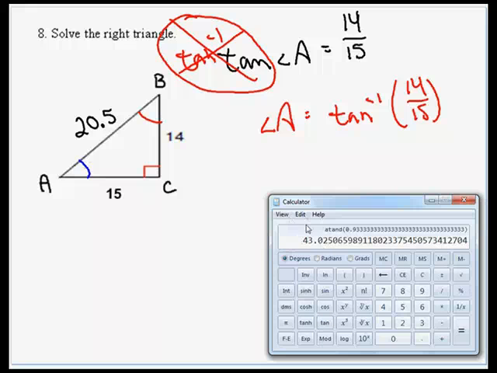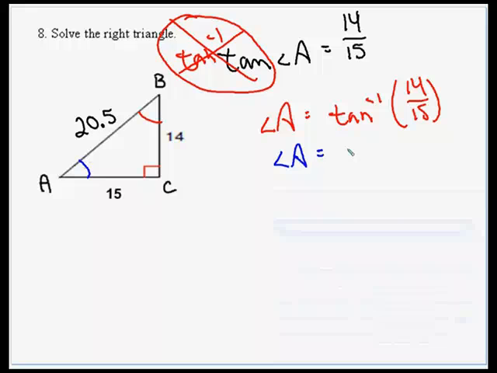43.025. Let's take it to 1 decimal place, so that would even leave it at 43 degrees. Angle A equals 43 degrees. And let's even write it in there. Now the easiest way to go would be, we have the right angle and we have the 43-degree angle. We could subtract those from 180 and find the missing angle B.